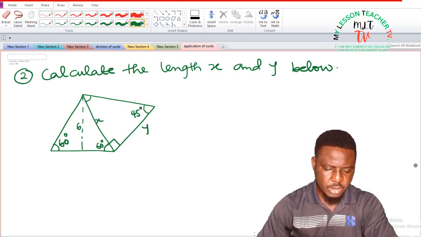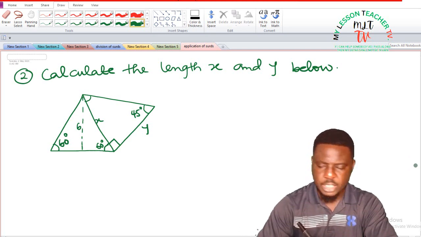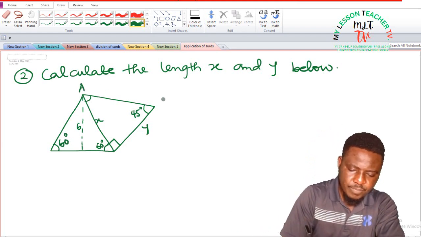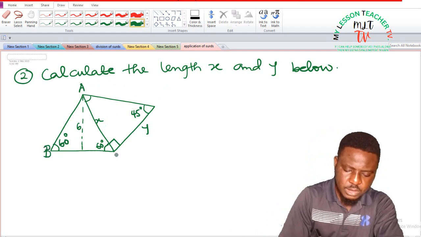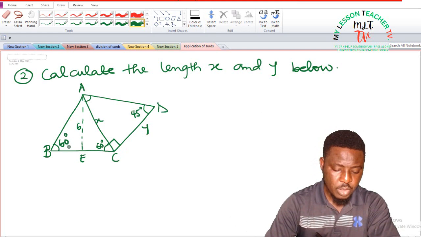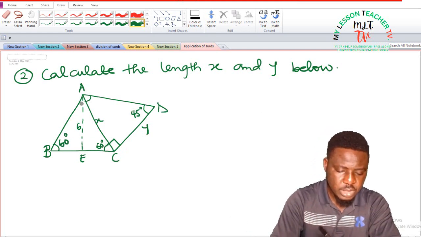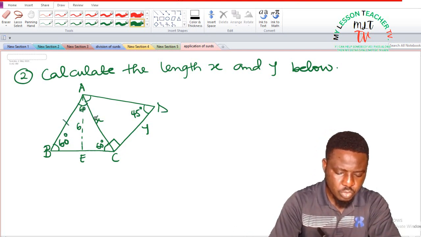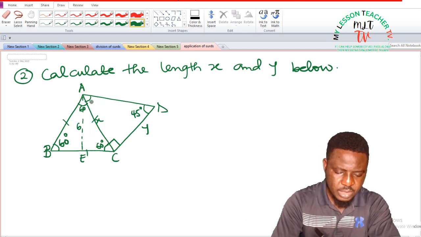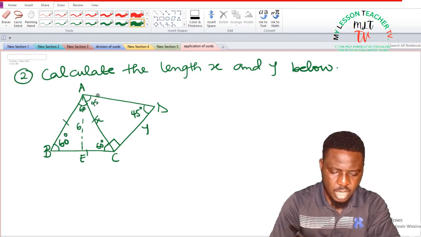This gives us a quadrilateral, and from all indication, if this angle is 60 degrees, let me name it A, B, C, D, and let this be E. From my observation, triangle ABC can be said to be an equilateral triangle because if the two base angles are 60 degrees, it therefore means that angle A will also be 60 degrees, and that makes them all become an equilateral triangle.